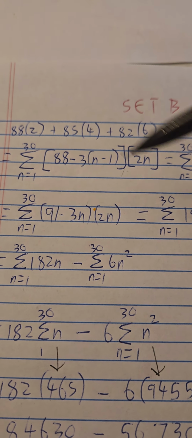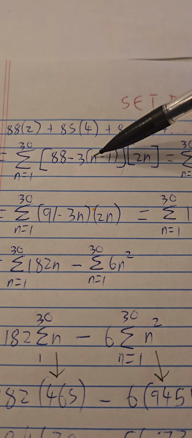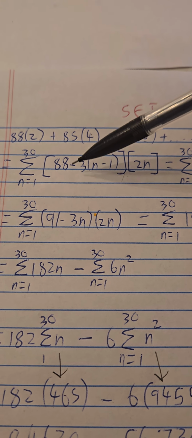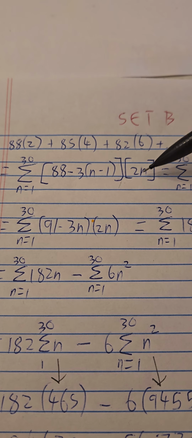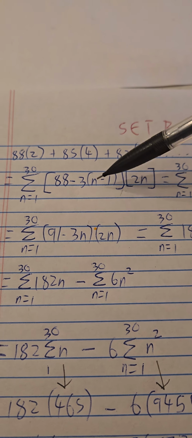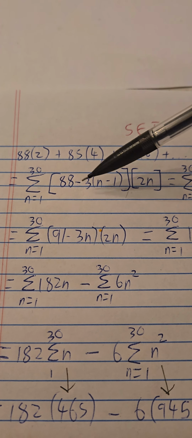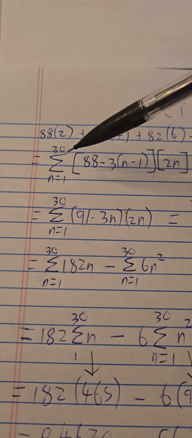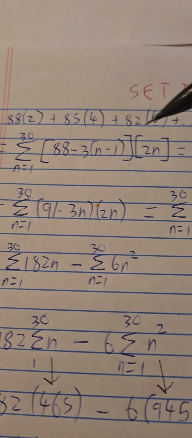So for example, I'll just take the third term when n equals 3. We plug in a 3, 3 minus 1 is 2, minus 3 times 2 is minus 6, 88 minus 6 is 82. And if n equals 3, 2 times 3 is 6. So we plug n equals 3 into this equation, we get 82 times 6. If we plug in n equals 2 into this equation, we'll get 85 times 4. So that's the equation. And once again, we want to simplify it.